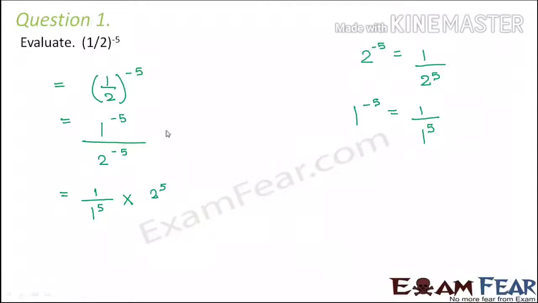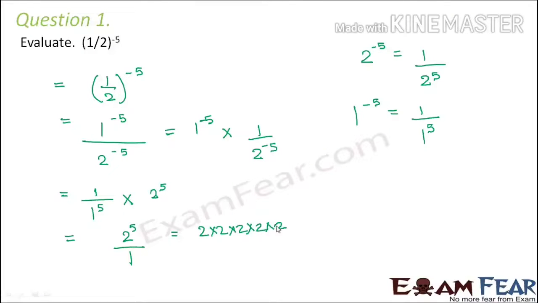So in this case, this meant something like this: 1 to the power -5 into 1 by 2 to the power -5. So 1 to the power -5 is written as 1 by 1 to the power 5 and 1 by 2 to the power -5 is written as 2 to the power 5. So this is equal to 2 to the power 5 divided by 1, because 1 multiplied 5 times also gives you 1. So 2 to the power 5 is 2 into 2 into 2 into 2 into 2. So that is 2 to the 4, 4 to the 8, 8 to the 16, 16 to the 32. So 32 would be the answer.